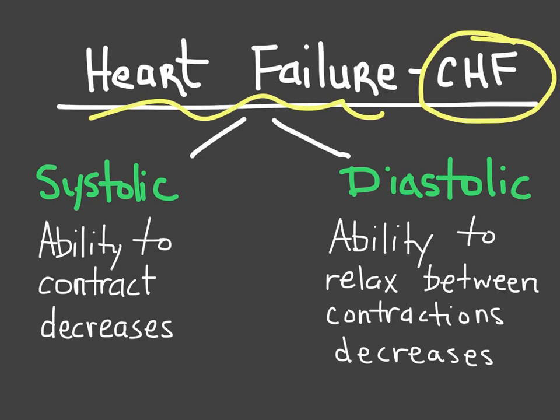When you're coding for heart failure, you usually see it documented as one of two types, either systolic heart failure or diastolic heart failure. Systolic is when the ability of the heart to contract decreases, and diastolic heart failure is when there's a problem relaxing between the contractions, and this in turn does not allow enough blood to enter into the ventricles. So keep these definitions in mind when coding.